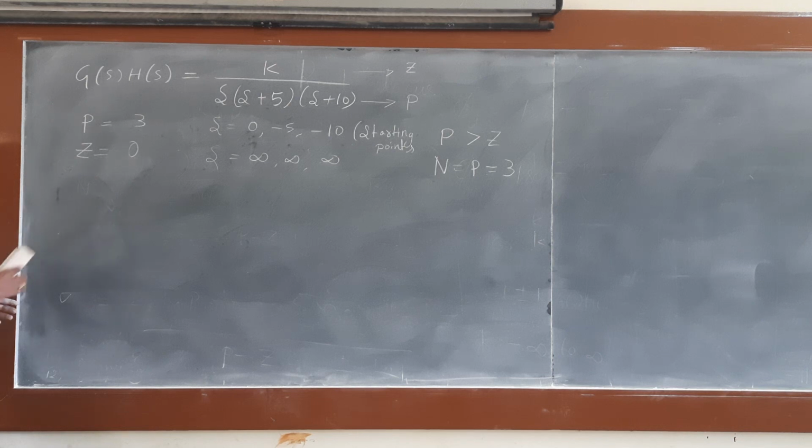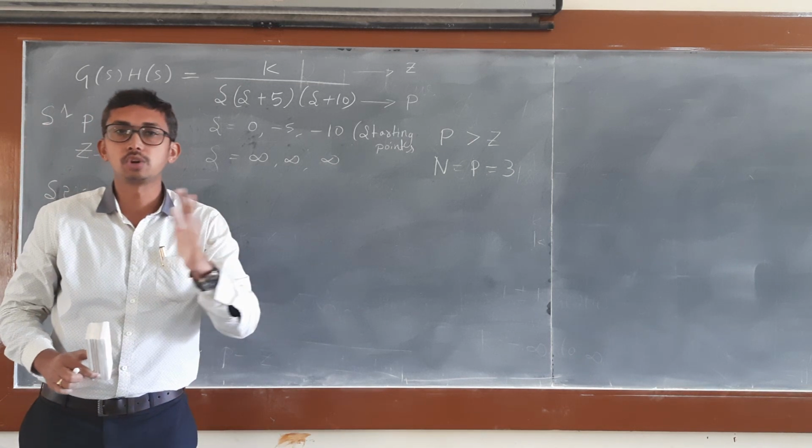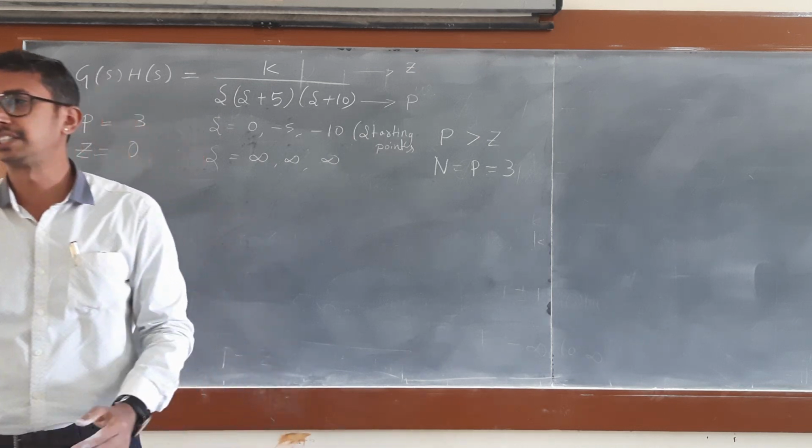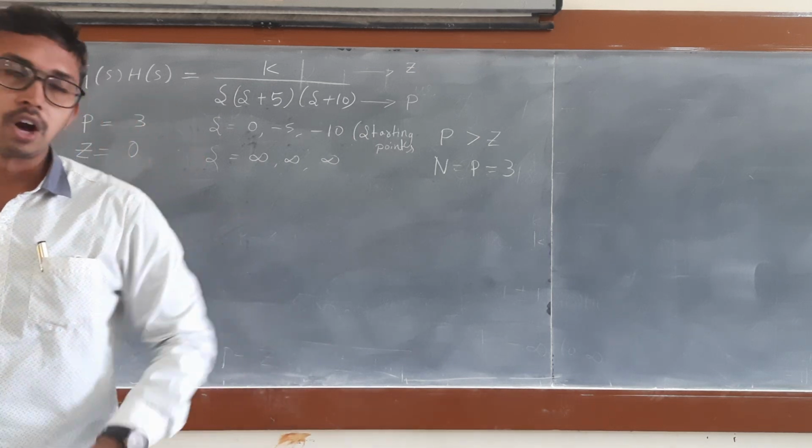Now, what is the next step? This was step number 1. Next, step number 2. We are going to draw the pole-zero plot and predict the existence of the branches. How to do it?